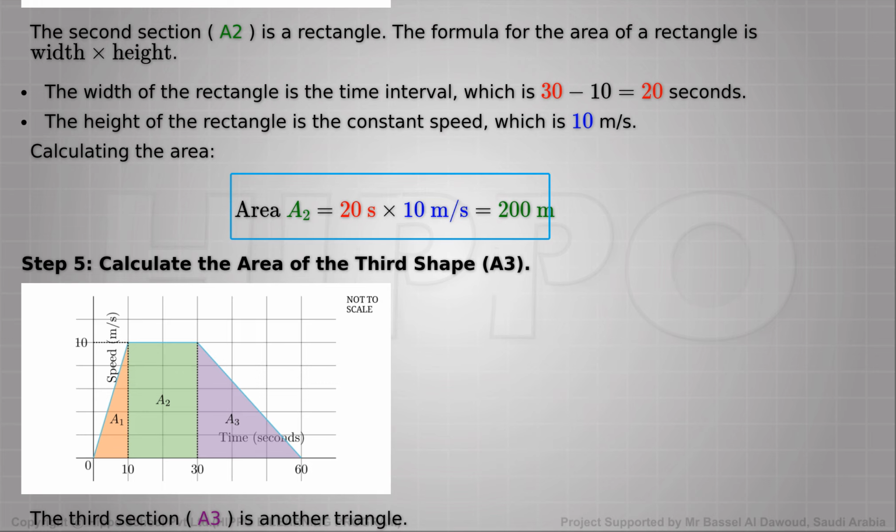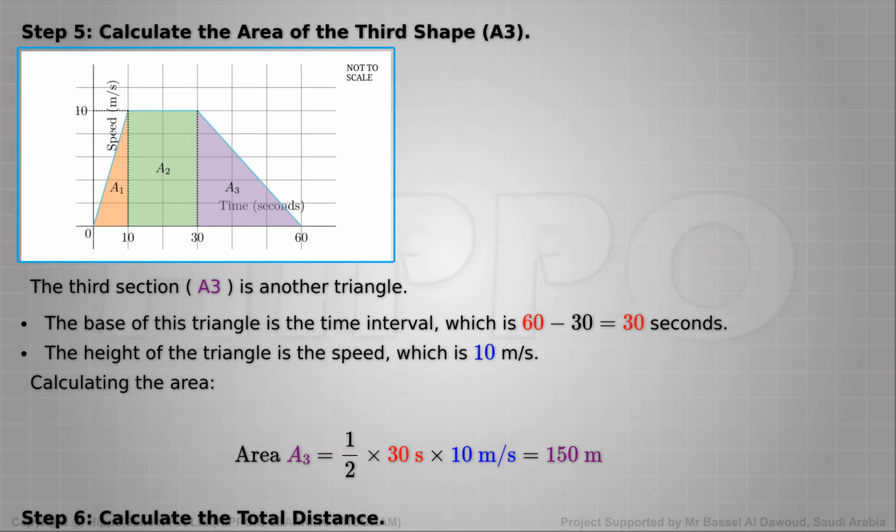2 down, 1 to go. Now for our final piece, A3, the purple triangle. This represents the last part of the journey, from 30 seconds to 60 seconds, where the object is slowing down and coming to a stop.